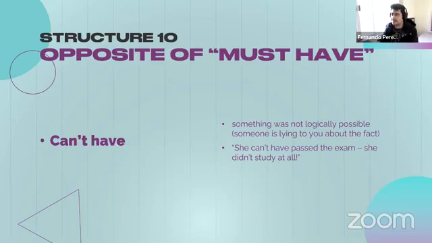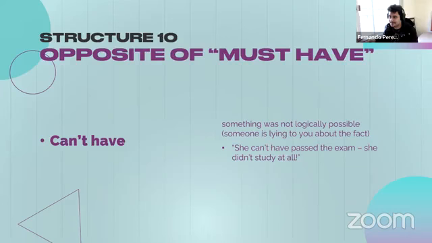So we are pretty sure that it was not possible something happened. It says over here, something was not logically possible. Someone is lying to you. Right? Look at this example. She can't have passed the exam.